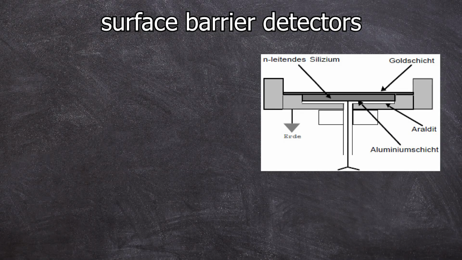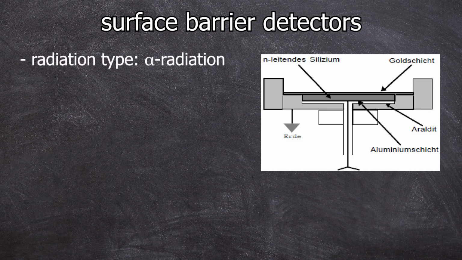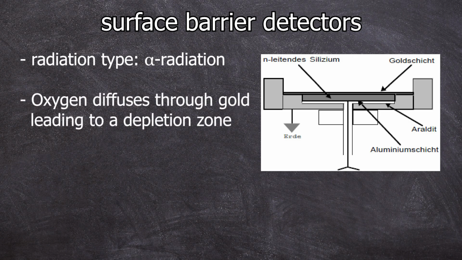Then we have the surface barrier silicon detectors. These silicon detectors are what we use for alpha spectrometry. These consist of a thin layer of gold deposited on an N-type silicon. Oxygen can diffuse through the gold, creating a depletion region.